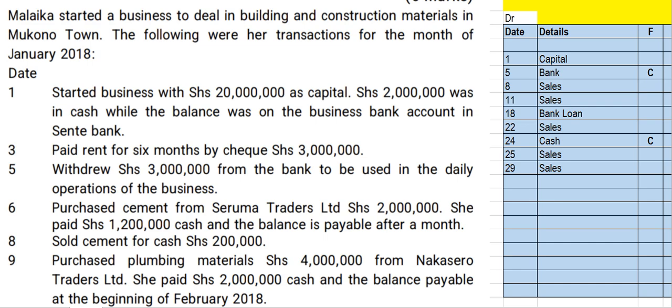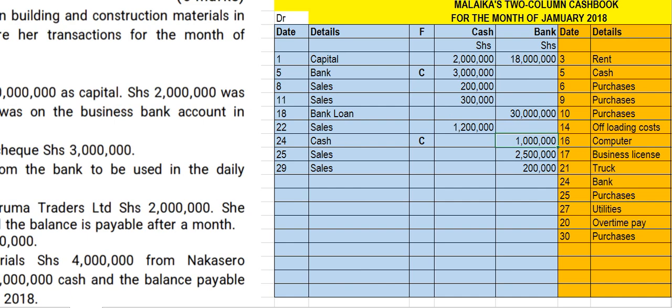This is cash. So you see on my debit, we are receiving cash of 300,000 simply because we have sold. We received some cash. So, debit.